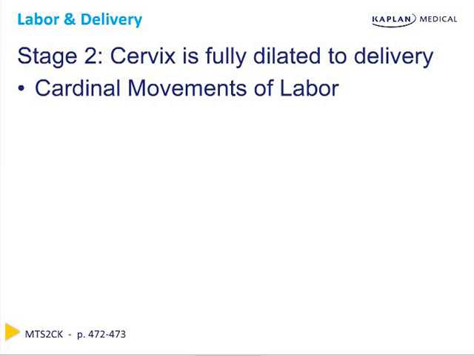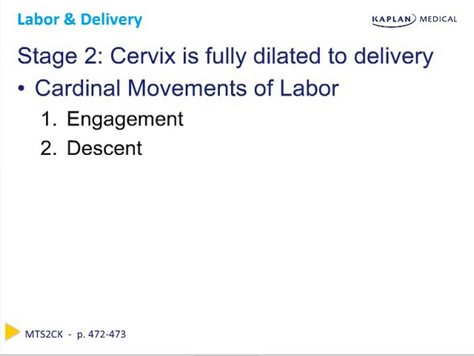Once the cervix is fully dilated, the fetal head begins to descend into the pelvis, and the fetus undergoes the cardinal movements of labor, some of which can overlap. First is engagement, where the fetal head enters the pelvis, typically occiput first. We can then palpate the presenting part in relation to the ischial spines.